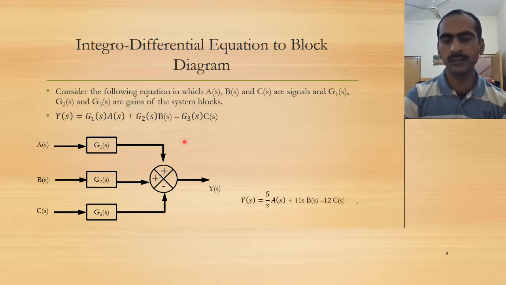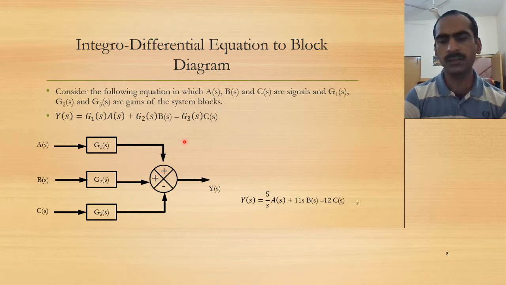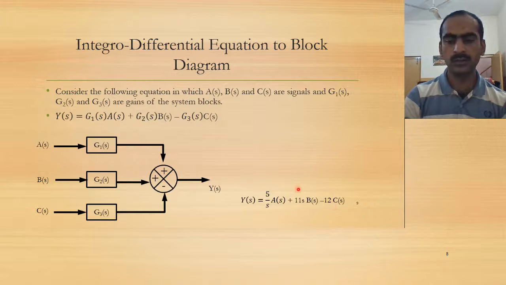Let's see another equation. This one is Y(s), and here instead of G1(s), G2(s) and G3(s), actual values are given. So the output is 5 by s times A(s). So we have G1(s) as 5 by s. Then G2(s) is 11s. We multiply with B(s). And G3 is 12. This is an equation in the Laplace domain.